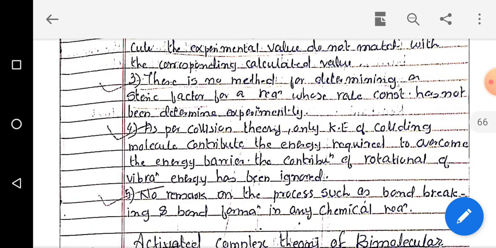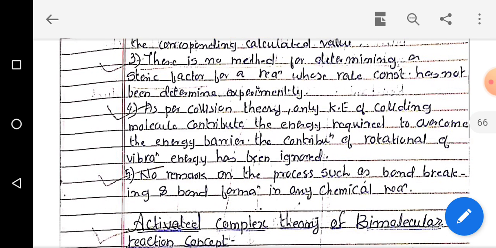There is no method for the determination of the steric factors. These points do not discuss the steric factor, whose rate constant has been determined experimentally. So this is another disadvantage of this theory.